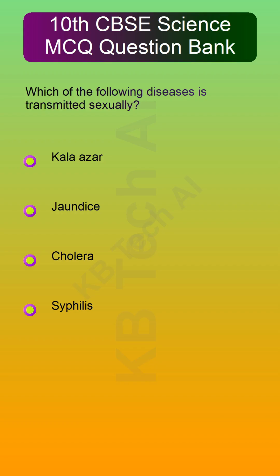Which of the following diseases is transmitted sexually? Option 1, Kala-Azar. Option 2, jaundice. Option 3, cholera. Option 4, syphilis. The answer is Option 4, syphilis.